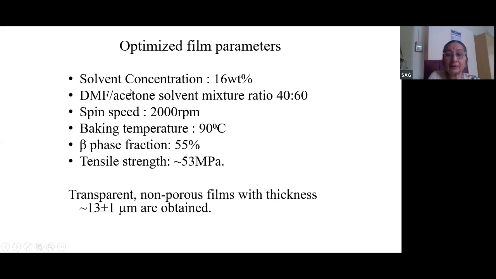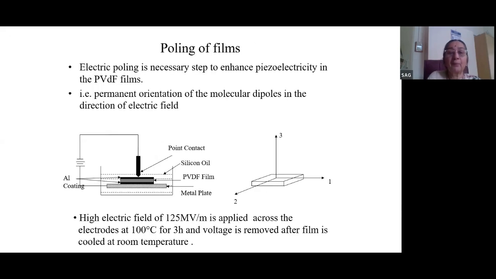After this, the beta phase was still not sufficient and the sensitivity was less, and therefore we poled the films using electric poling to enhance the piezoelectricity of the PVdF film. This gives a permanent orientation of the molecular dipoles in the direction of the electric field.